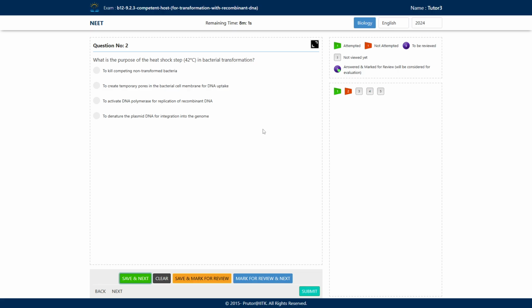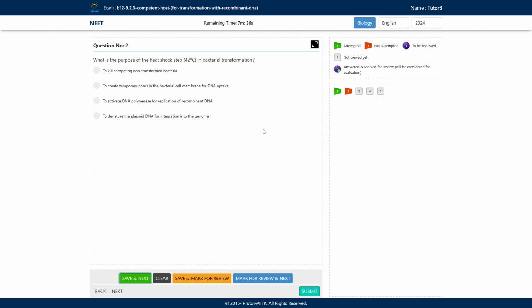Now, what does the second question say? It says, what is the purpose of the heat shock step at 42 degrees Celsius in bacterial transformation? Why do we do this heat shock step during bacterial transformation when we are using these calcium chloride steps? So let's see the options.